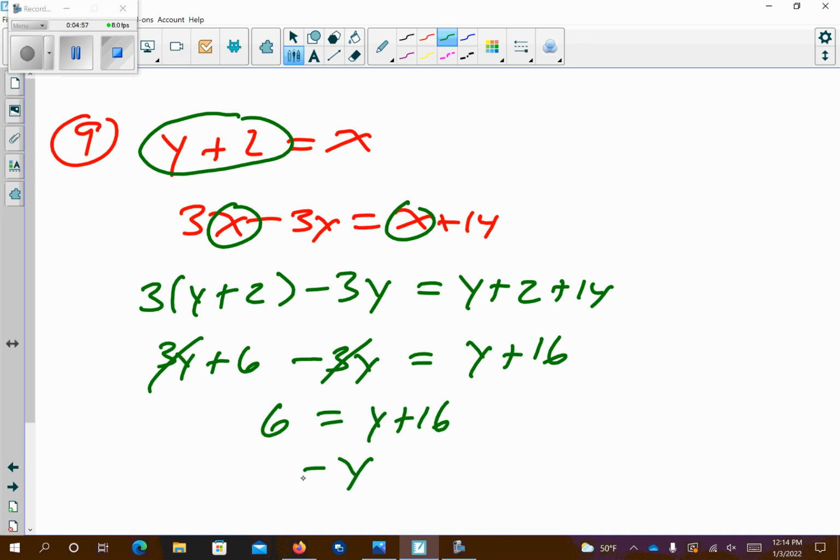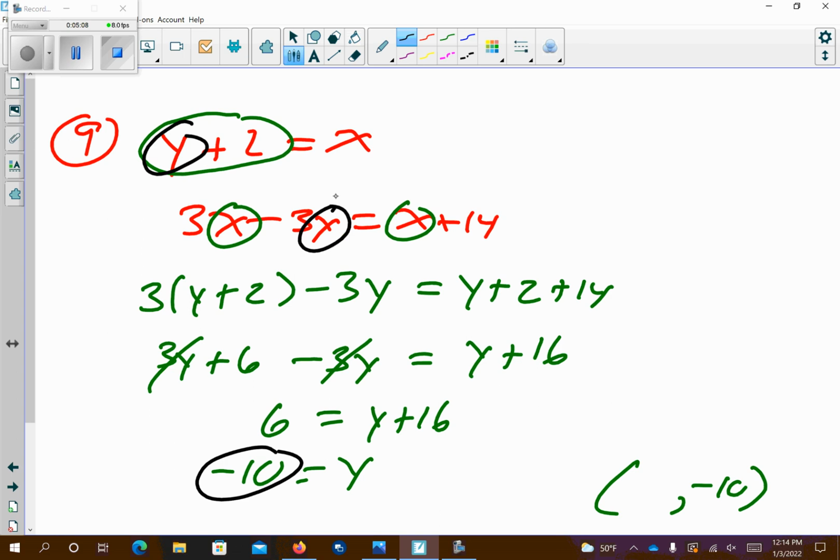Subtract 16 from both sides, so I'm going to get negative 10 as a y value. I'm going to take that negative 10 and plug it in for y either here or here. I'm going to choose the top one. It's a little easier. It'll be the same answer regardless. So x equals negative 8.